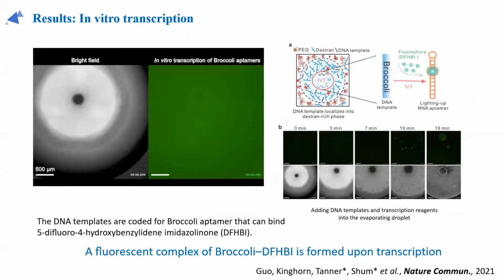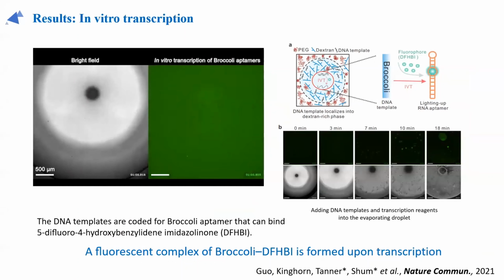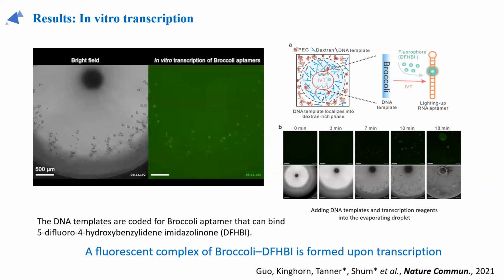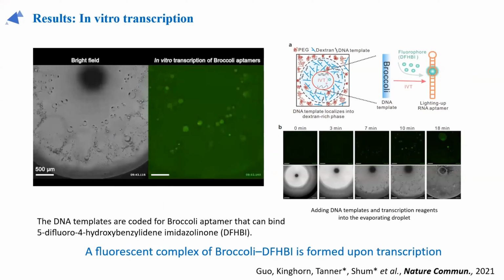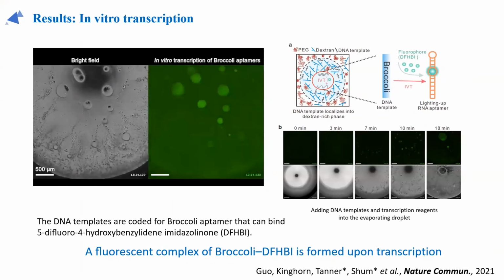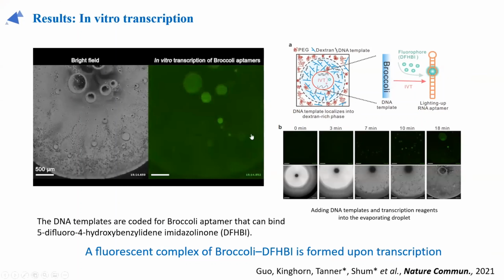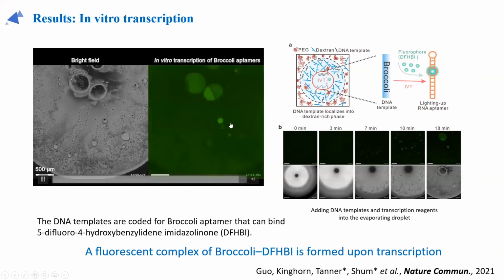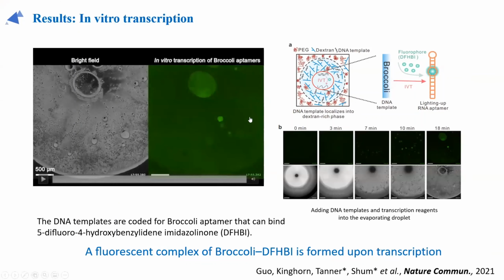You can also use this approach to achieve in vitro transcription. So here we have some DNA templates that code for the broccoli aptamer that can bind to this DFHBI. A fluorescent complex of broccoli and DFHBI will be formed upon transcription. So you can see that the transcription is happening because the fluorescence intensities in these droplets are increasing. So you can do this in vitro transcription in the droplets.